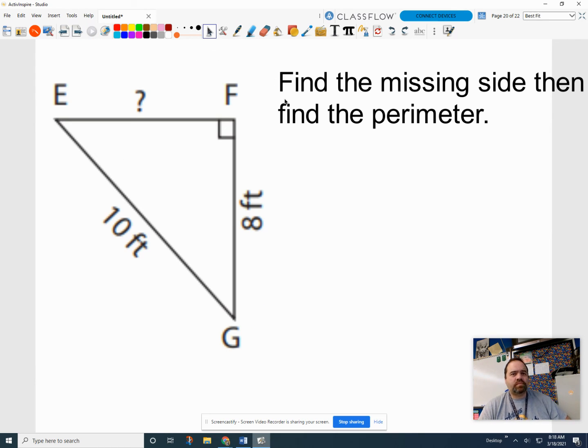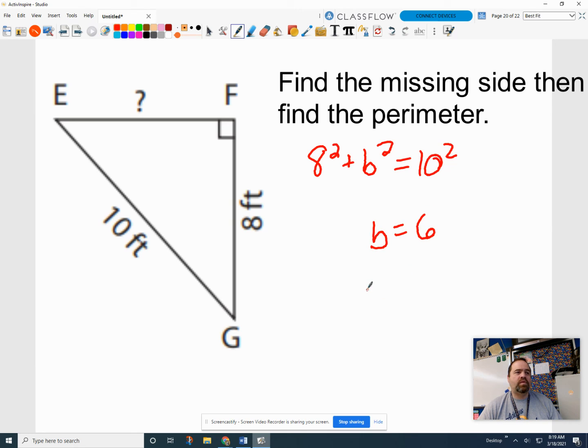Okay, last one. Find the missing side, so set it up as B is missing again. Okay, B value ends up being 6 feet. Perimeter, add them all up, 24 feet. Okay, be careful on these. When you take a square root, a lot of times you will get a decimal. Make sure you are rounding that to the nearest tenth, not just cutting it off after the tenths place.